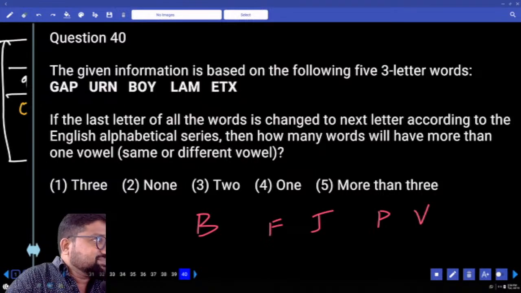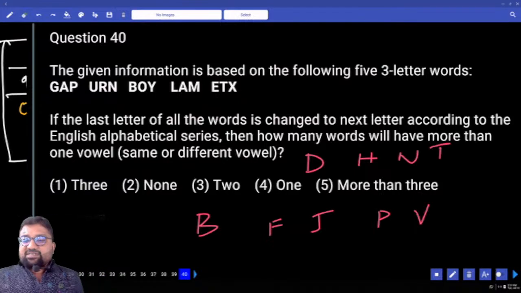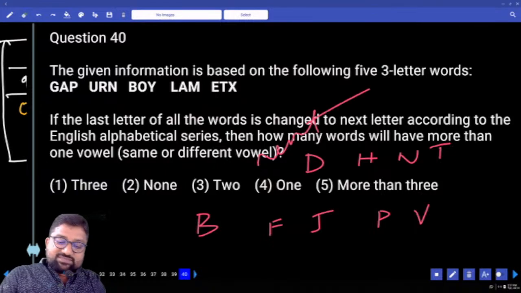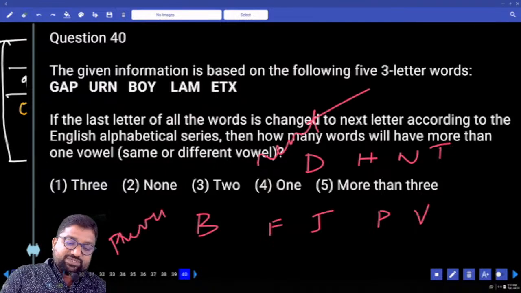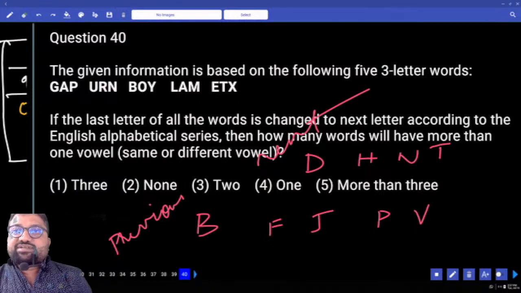Previous letter should be a vowel: B, F, J, P, V. Next letter to be a vowel: D, H, and T. This next letter should be a vowel, and this previous letter should be a vowel. Remember: B, F, J, P, V, D, H, and T.